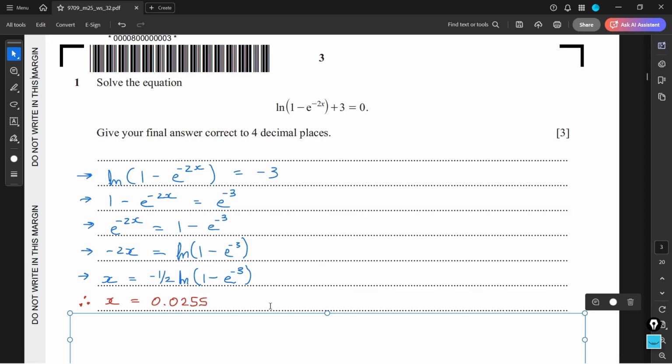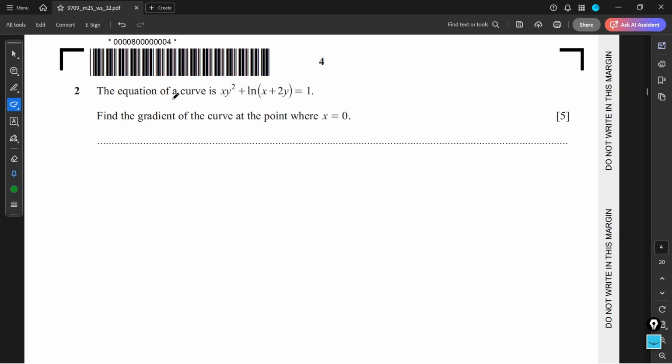And that is how you solve the first question. Now for the second question, we are given an implicit equation for which we have to find the gradient of the curve at the point where x is equal to 0. Now if you notice, we have the x coordinate as 0, but we don't know what our y coordinate is. And because of that, we'll first need to figure out what our y coordinate is when x is 0.